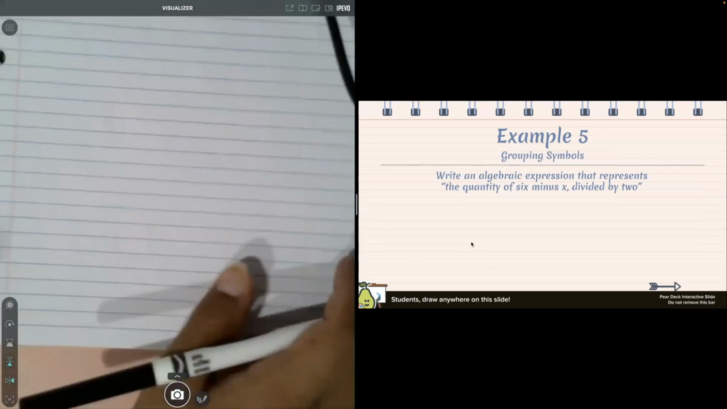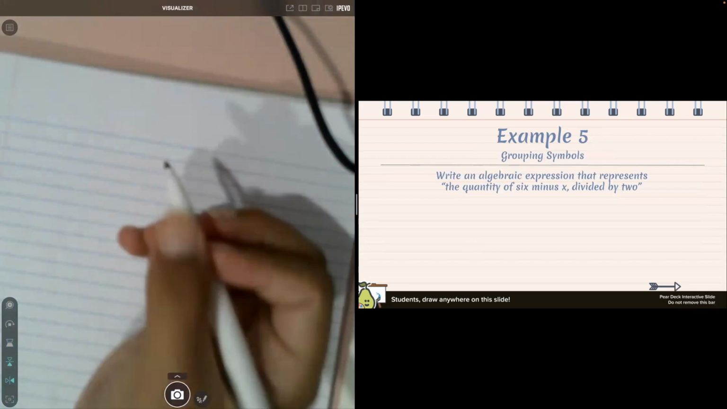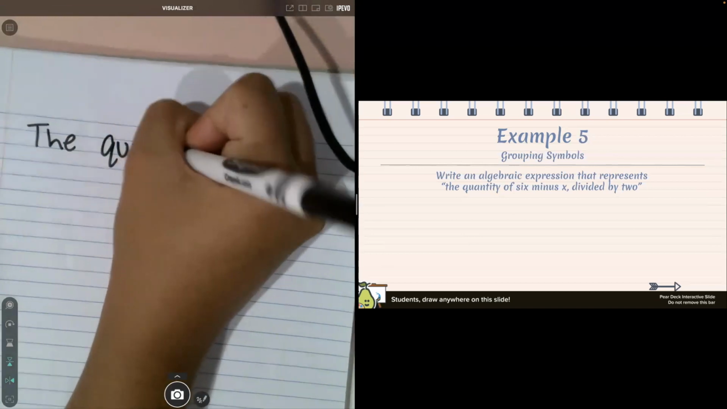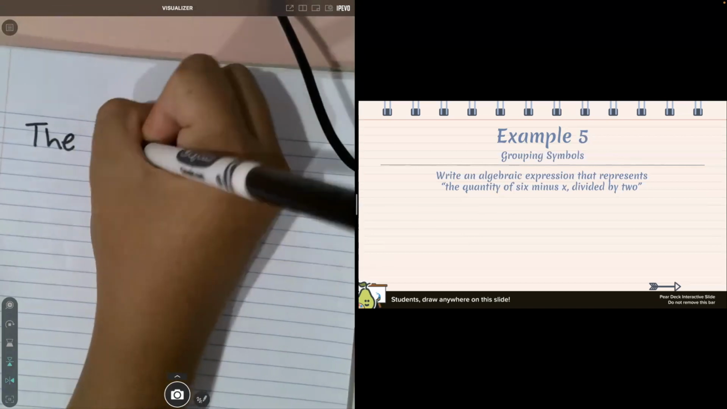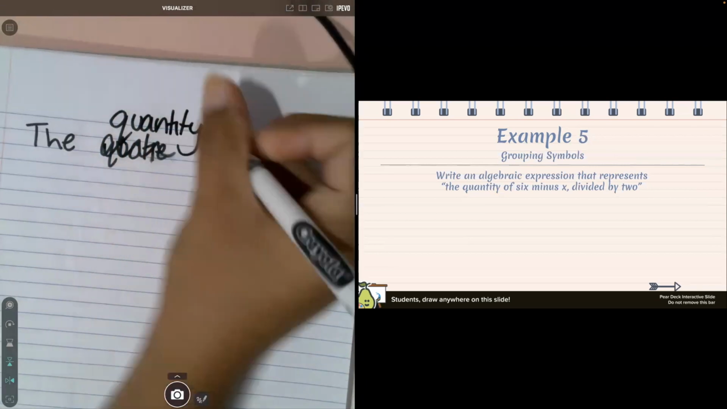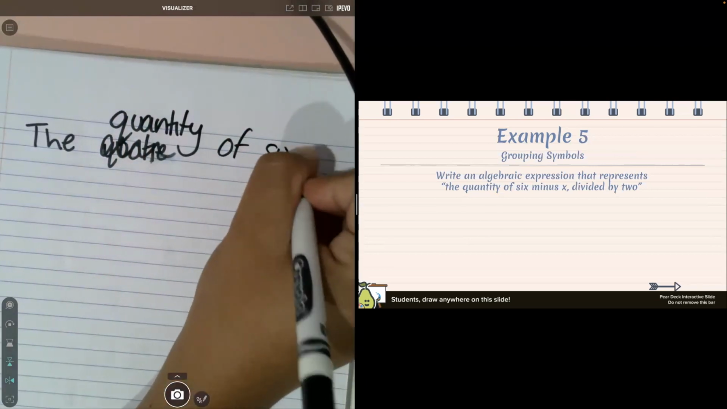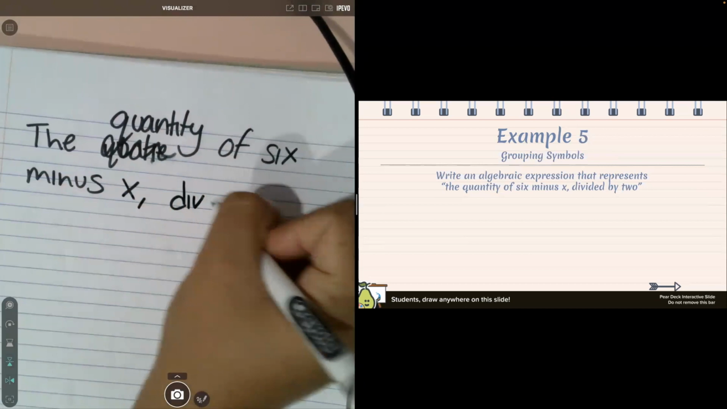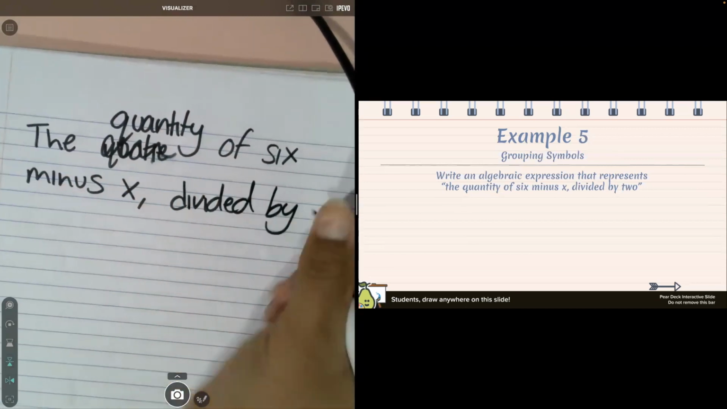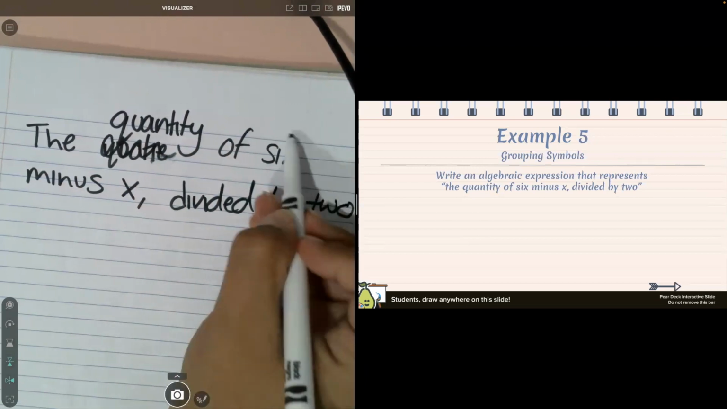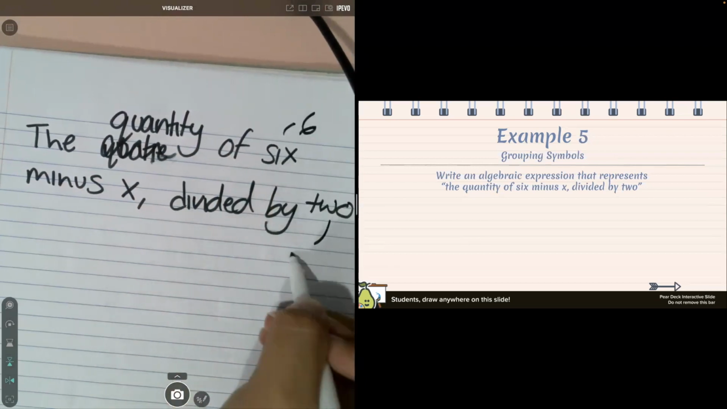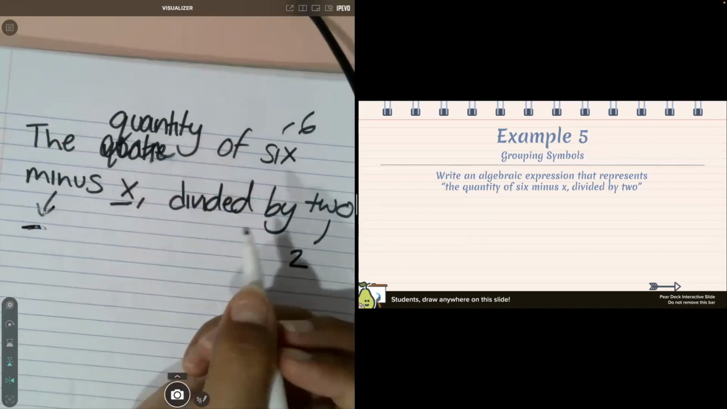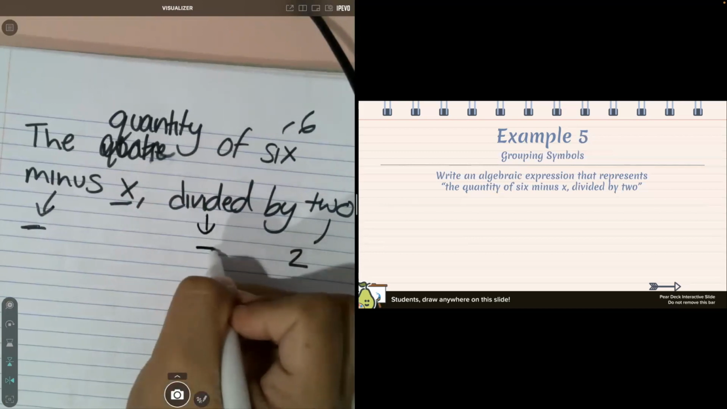Next one, example 5, write an algebraic expression that represents the quantity of 6 minus x divided by 2. So this is going to really help us. Again, this one I can write as the number 6. This one is 2. This I keep as x. I know minus is subtraction. And I know divided is division.